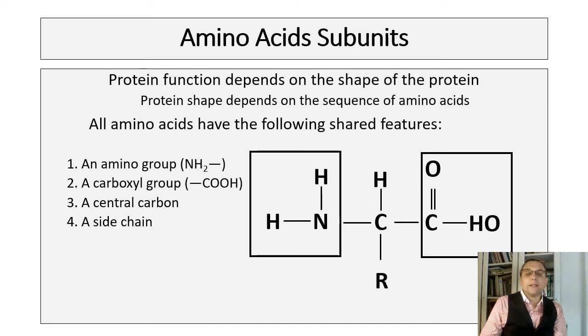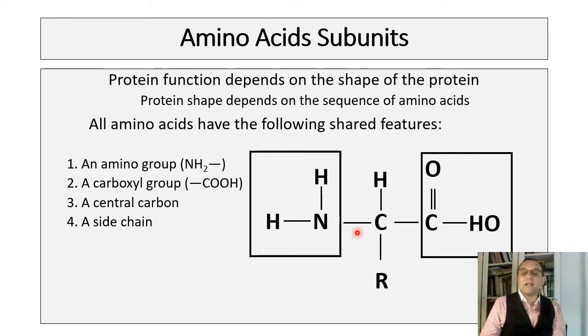Number one, they have an amino group. Here it is on this diagram. All of them have a carboxyl group. Here it is, COOH, called carboxyl group. And please, those lines here, remember, they do not represent the charge. They represent the covalent bonds.